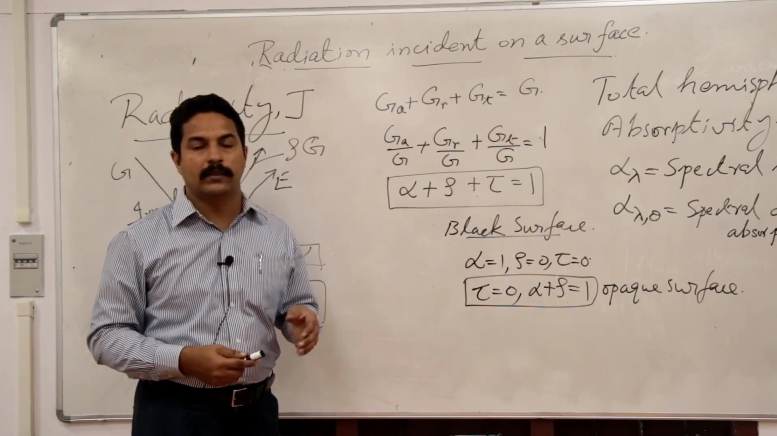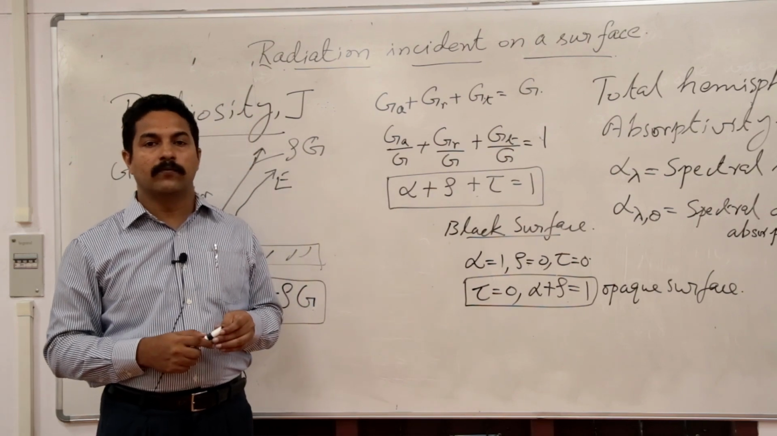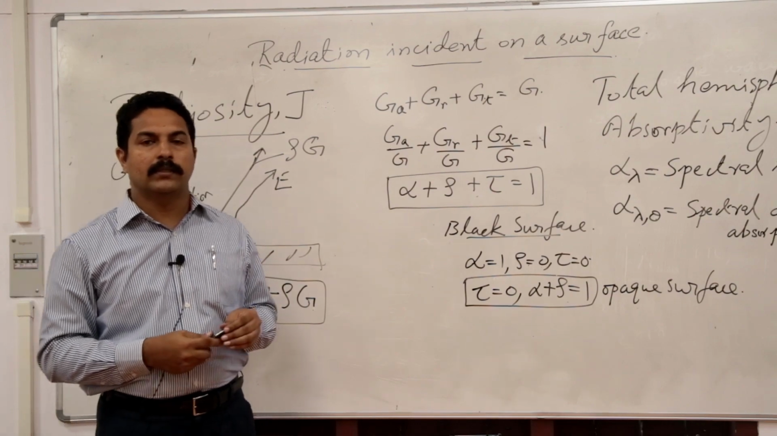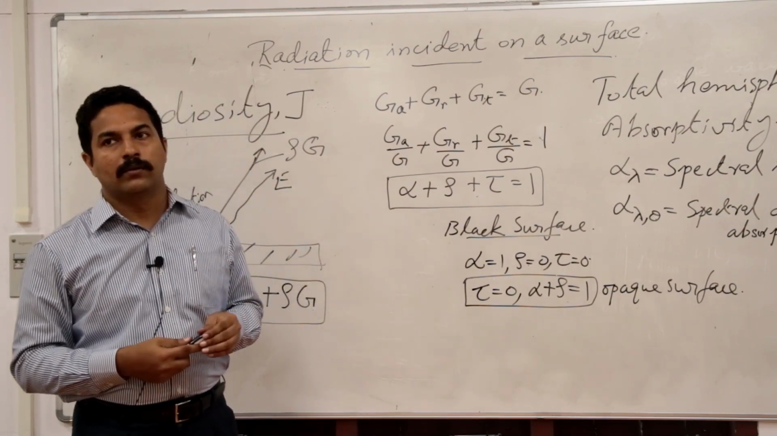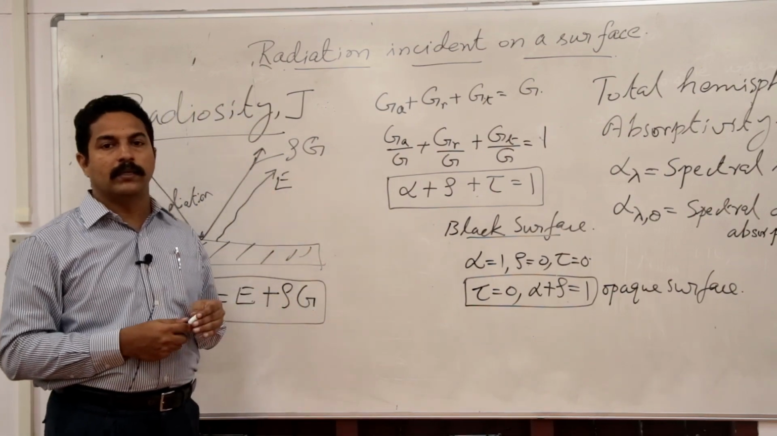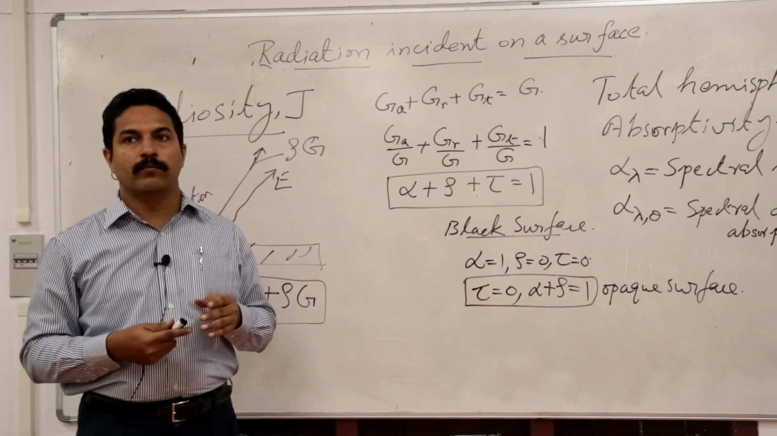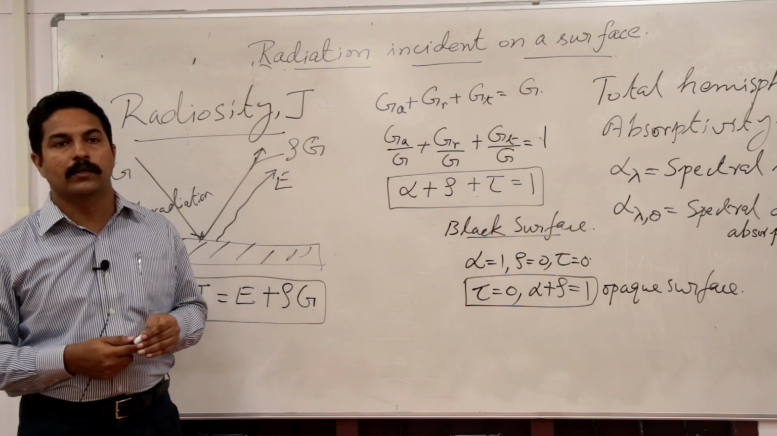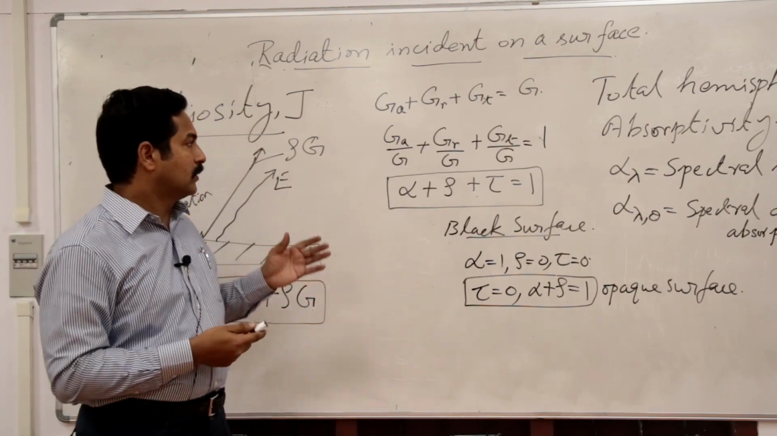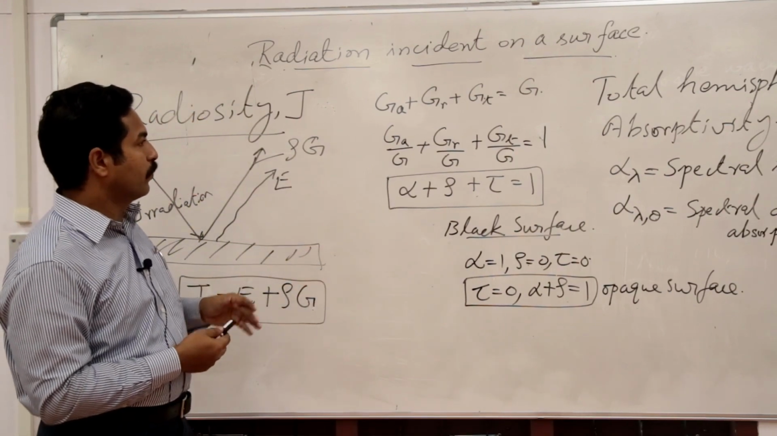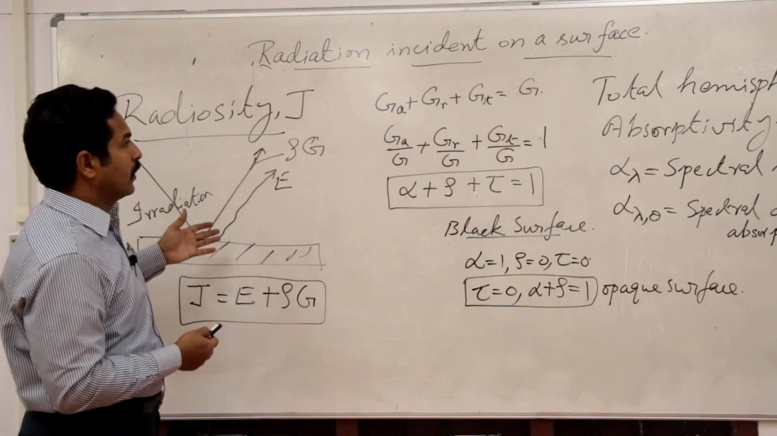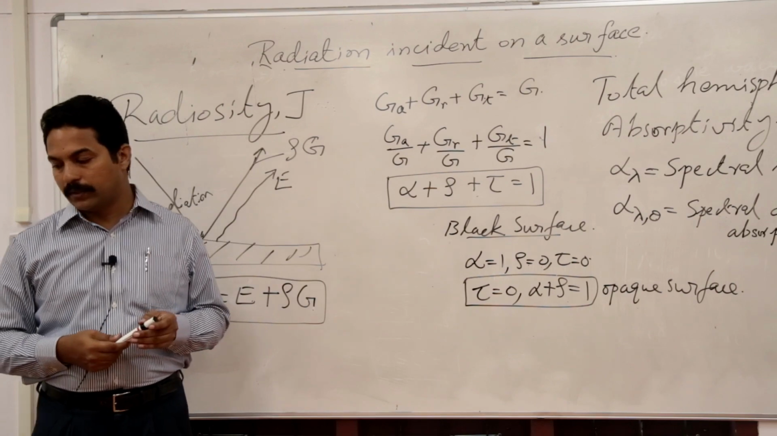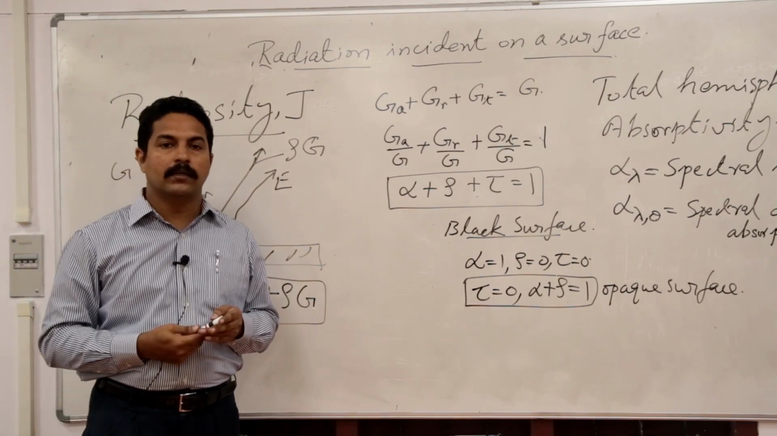Also we learned the terms absorptivity, reflectivity, transmissivity. Then we learned the terms like gray surface. So gray surface means the properties are independent of the wavelength. So these quantities we already saw. All these quantities we can have as total hemispherical, spectral hemispherical, spectral directional, all that. That is a possibility.